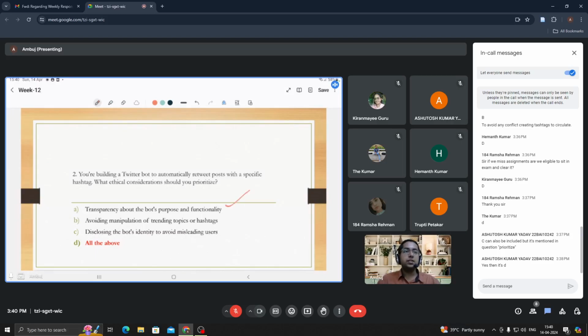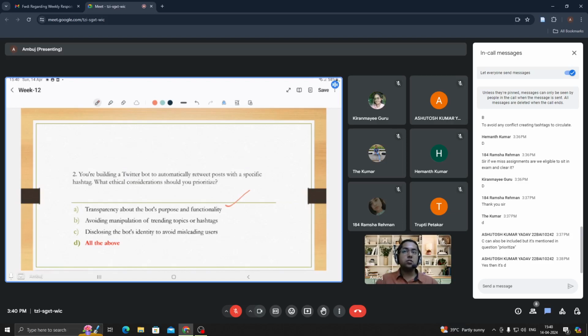Which role would it serve? That my purpose and functionality is clear, then what will happen? Only those users who find it useful will try to contact that particular bot or visit that platform. So they would be only addressing that particular platform. It will not mislead my users. This is important. Here I was speaking about the ethical considerations. So definitely option A would help.